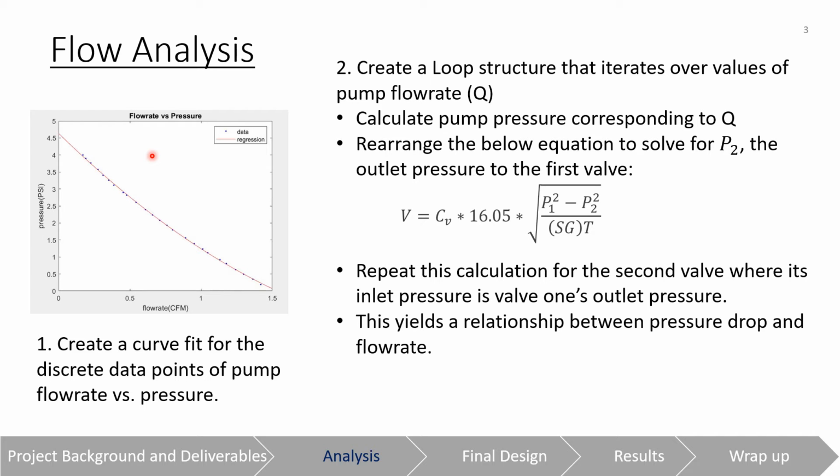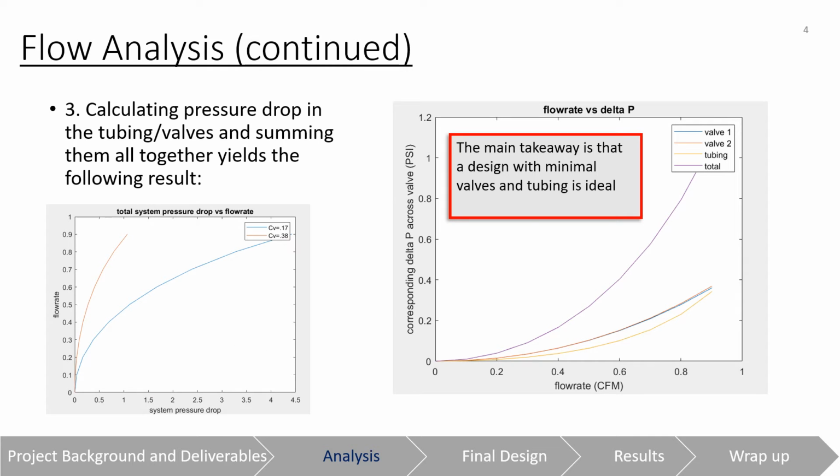During each loop iteration, the outlet pressure for the first valve can be calculated by rearranging the relationship shown on the right, where the value of P1 for the first valve is the outlet pressure from the pump. This same idea is then extended to the next valve, where its inlet pressure is the outlet pressure from valve 1. Finally, after calculating the pressure drop in the system tubing, the total system pressure drop can be obtained. The main takeaway is that the lower the amount of valves and the length of tubing in the system, the lower the losses in the flow will be.